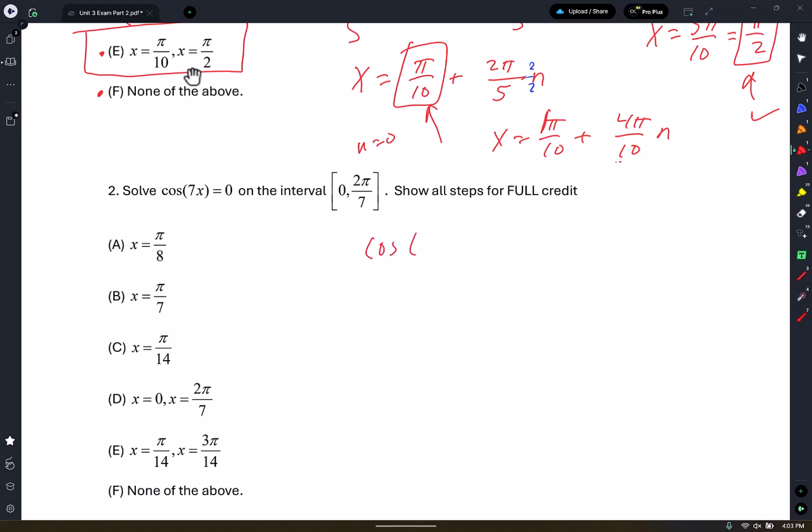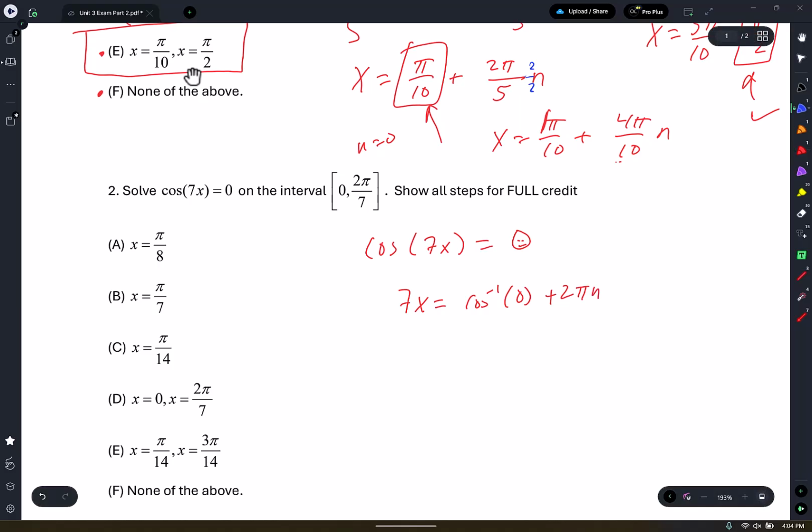Cosine of 7x equals 0. So start with that. Next, I want to get rid of that cosine. So how do I get rid of that cosine? Inverse. So you're going to write 7x equals inverse cosine of 0 plus 2 pi n.